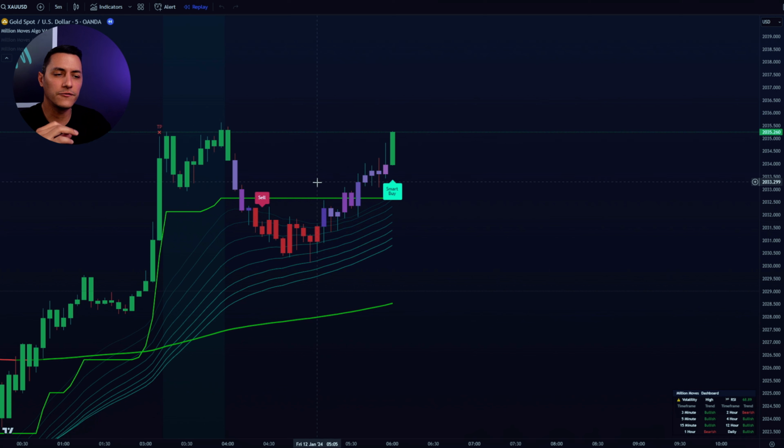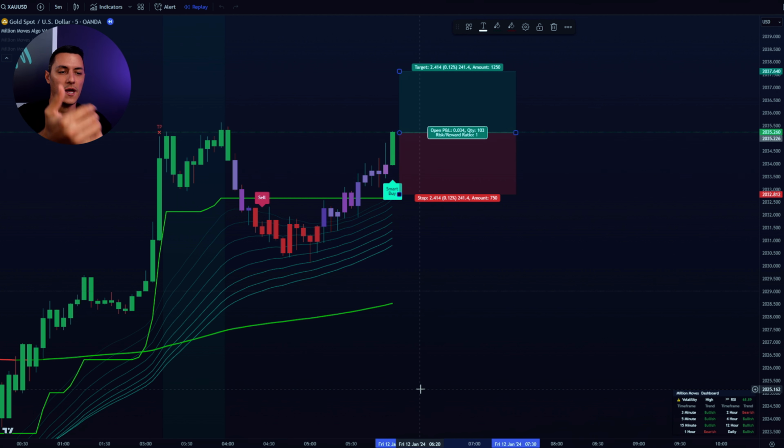So I'm here on the 5-minute chart on gold. We have a buy signal. The trend ribbon is green. The cow's trend line is green. So this would be a good entry, right? So the next candle after the signal, you would enter the trade. Now let's see what happens.